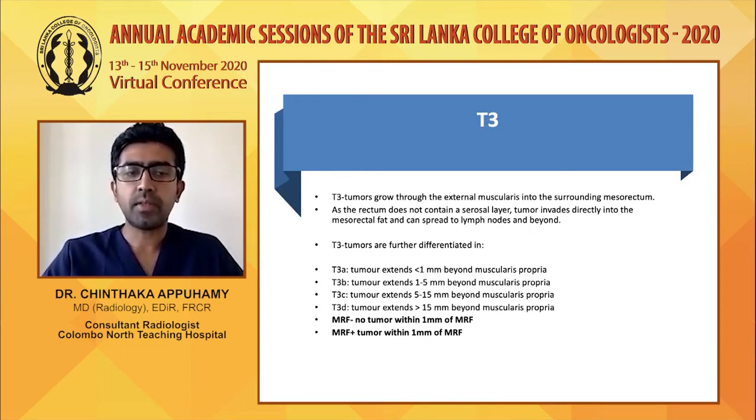When the mesorectal fascia is not involved, that means no tumor within 1 millimeter of the MRF, we call it MRF negative. And MRF positive when the tumor is seen within 1 millimeter of the fascia.